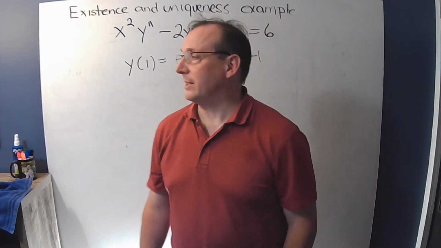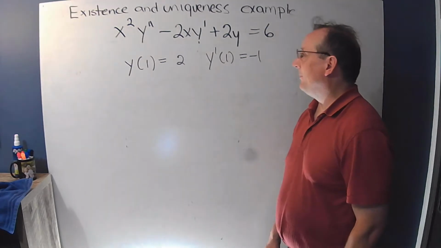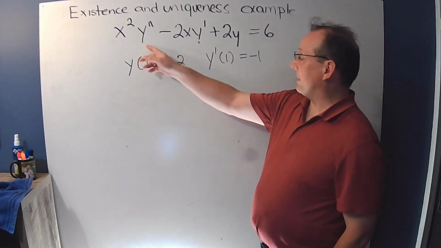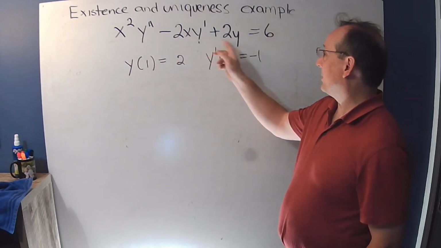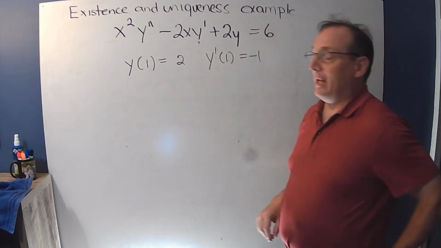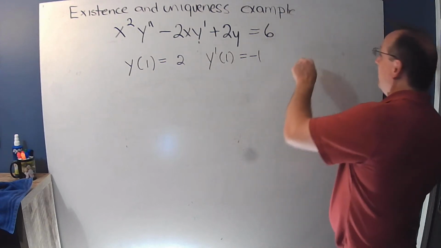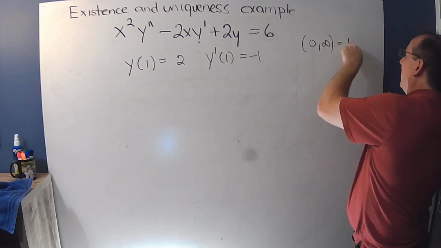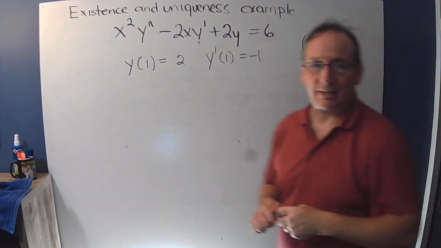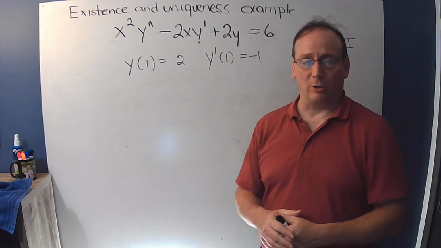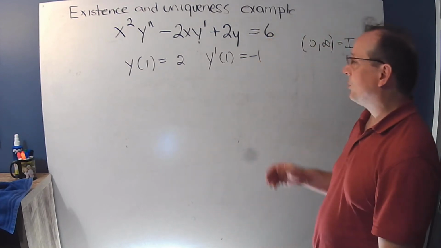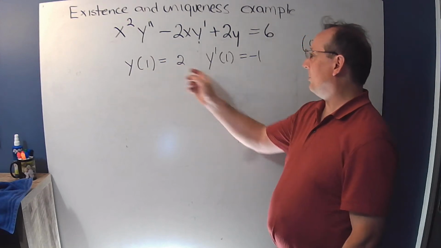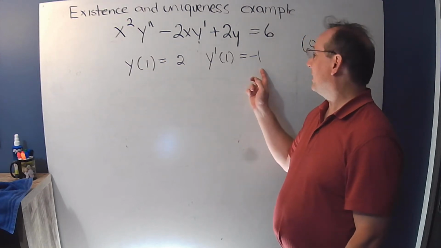The example I have for us right now is x squared y double prime minus 2x y prime plus 2y equals 6. I'm going to propose that we use the interval 0 to infinity for this solution, and I'll explain why we're selecting that interval as we go. My initial conditions are y of 1 equals 2 and y prime of 1 is negative 1.